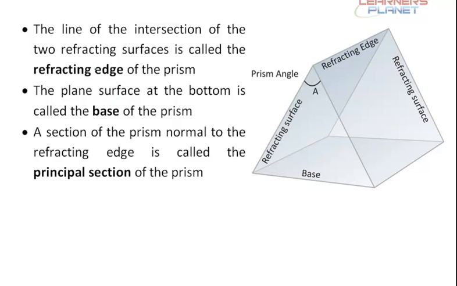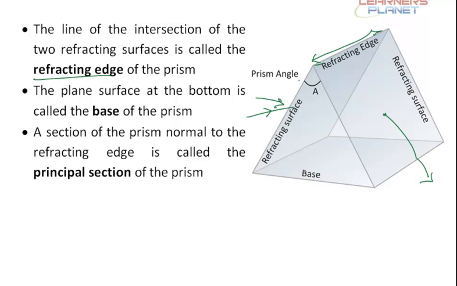Now more terminology associated with a prism is that it has got a refracting edge. Refracting edge is the line of intersection between the two refracting surfaces. Let's say a ray of light is entering from this face and leaving from this face, then these two become the refracting surfaces, and the line of intersection of these two refracting surfaces will be known as refracting edge.